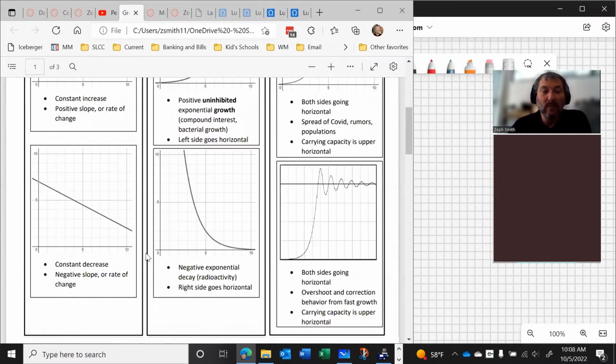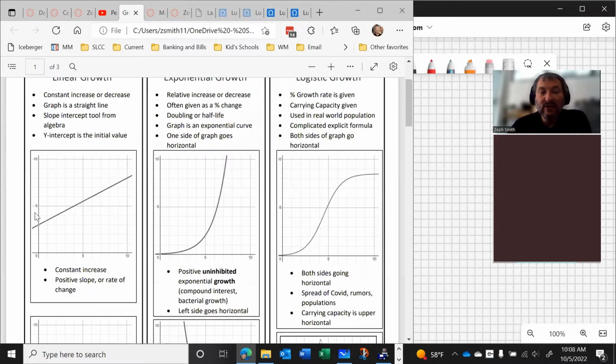Okay, so linear growth will be the easiest model we work with. We've already seen it in the prerequisite material, Math 990 perhaps you took, or Math 920 as well, the slope-intercept form.